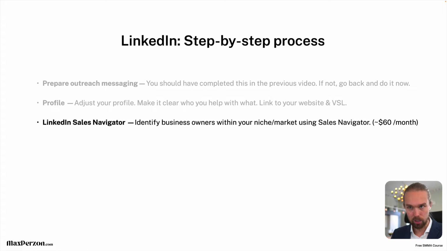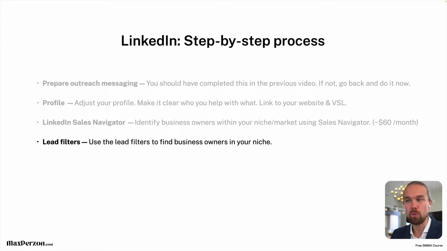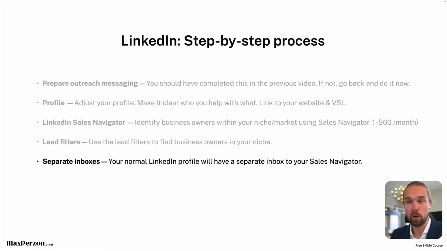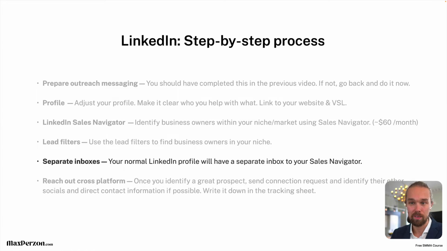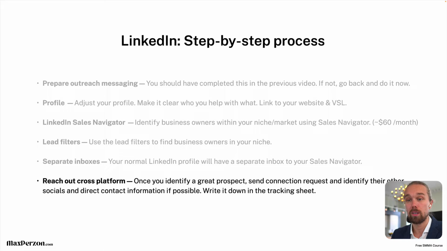Then we're going to look into the LinkedIn Sales Navigator. Identify business owners within your niche market using the Sales Navigator. It costs like $60 per month or something like that. Lead filters. Use the lead filters to find business owners in your niche. Then also we're going to talk about the separate inboxes. So your normal LinkedIn profile will have a separate inbox from your Sales Navigator inbox. And then reach out cross-platform, right? If you want to. So once you identify a great prospect, send connection request and identify all the other socials and direct contact information if possible as well.